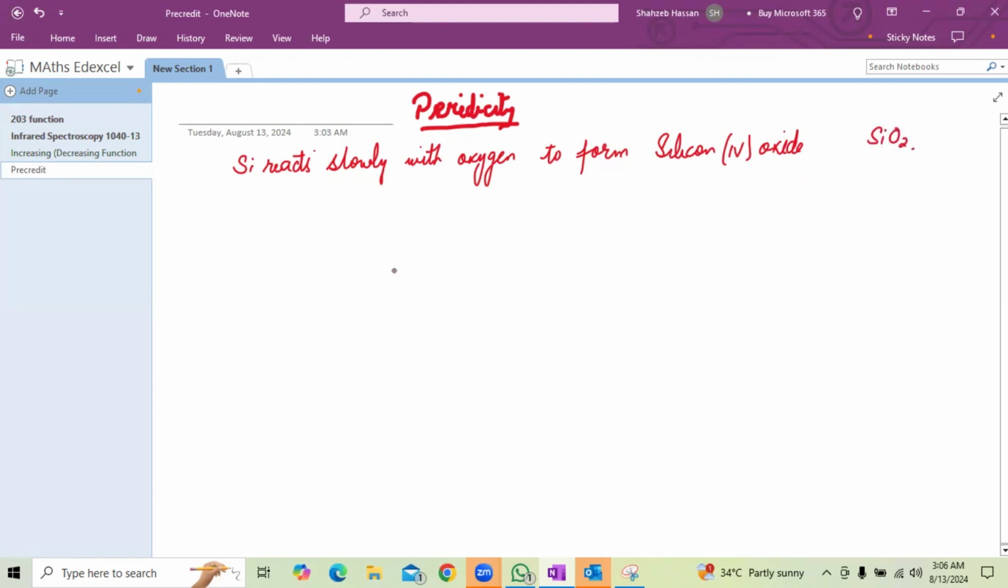So how is silicon going to react with oxygen? First of all, it is a very slow reaction. Okay. And silicon in solid state reacts with oxygen that is in gaseous form and would react to form SiO2, which is in solid state.